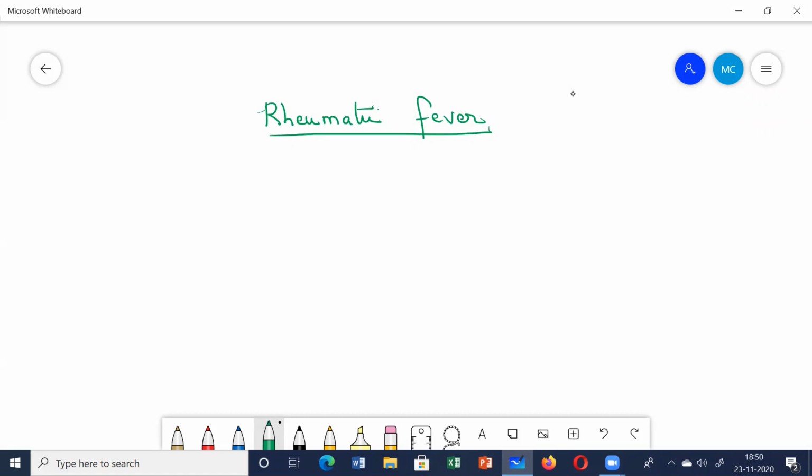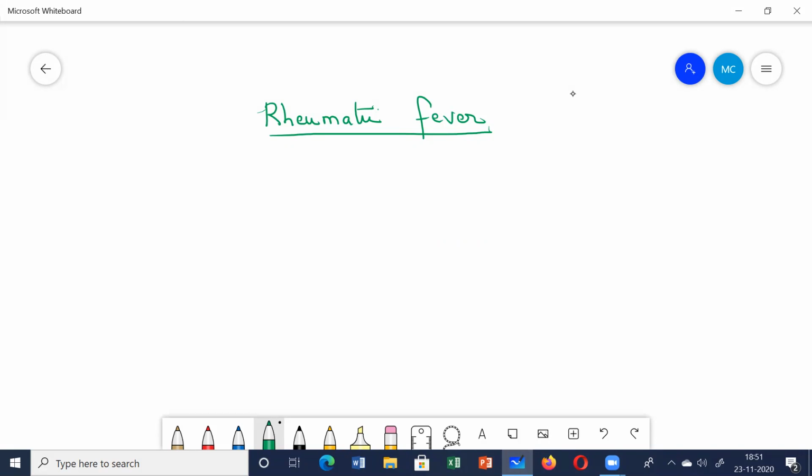First thing is that don't get confused between rheumatic fever and rheumatoid arthritis. The etiology of both of these is completely different. Rheumatoid arthritis is an autoimmune disease which is mainly affecting the joints. Rheumatic fever, yes, it is also caused by the immunological damage occurring to the different organs, but the main reason why this rheumatic fever is occurring, that is completely different from that of the rheumatoid arthritis.